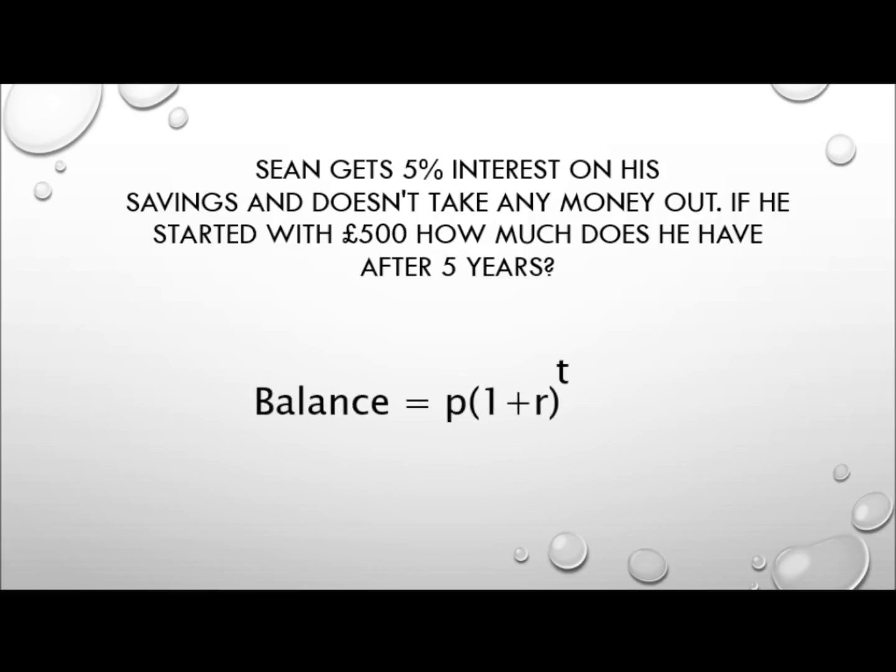Well, we remember that the balance is equal to the principal times 1 plus the rate, raised to the power t. Now, in this case, the principal is £500. The rate is 5%, or 5 over 100, or 0.05. And t, because we're assuming it's calculated annually, is going to be the 5 years, so that's 5. And if we whip our calculator out, that's going to come to £638.14. I do recommend you get your calculator out and practice typing equations like that into your calculator, because you will need them on the exam.